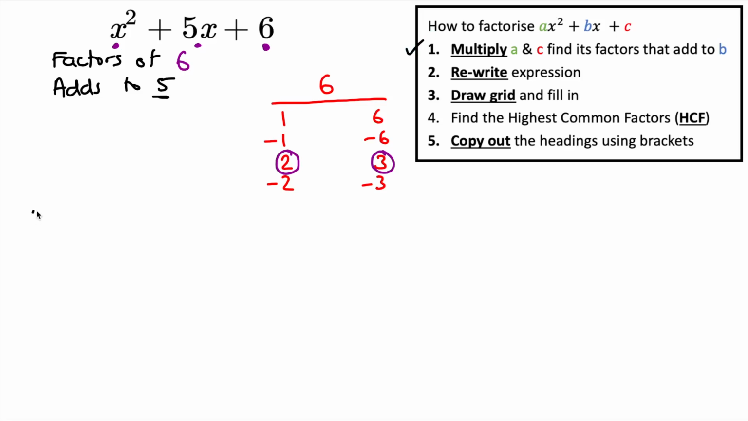This is step number 2. We're going to rewrite the expression. So we've got this expression x squared plus 5x plus 6, and I'm going to rewrite it with the 5x split by the two factors. So I'm going to rewrite that as x squared plus 2x plus 3x plus 6. So that's step 2. Step 3, I'm going to draw my grid.